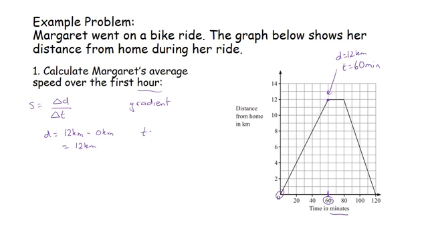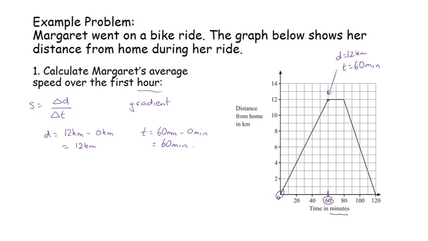Now her time, she also starts off at a time equal to 0 because she hasn't moved anywhere yet. And it took her 1 hour or 60 minutes to travel this particular distance. So the time taken is her 60 minutes minus the 0 minutes that she started with, which means her time is equal to 60 minutes.